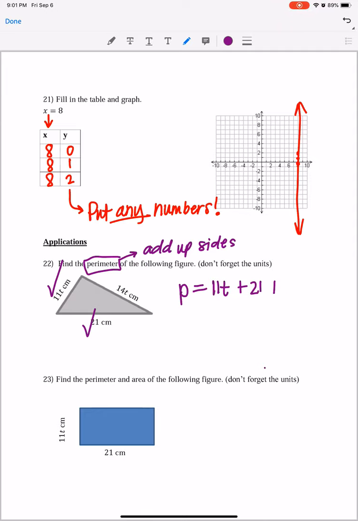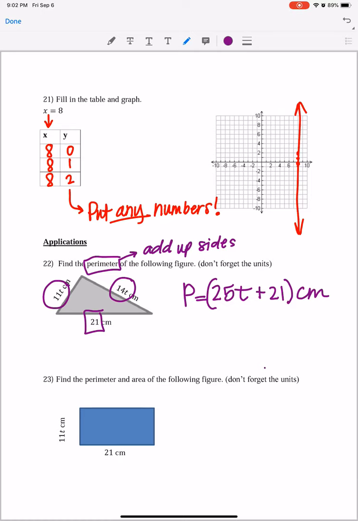Now you can also just do this straight from your triangle. Circle your like terms. We've got 11T plus 14T, so 11 plus 14 is 25, so 25T. And then you have nothing to combine with this one, so plus 21. What are my units on this one? We've got centimeters. So here is your perimeter.